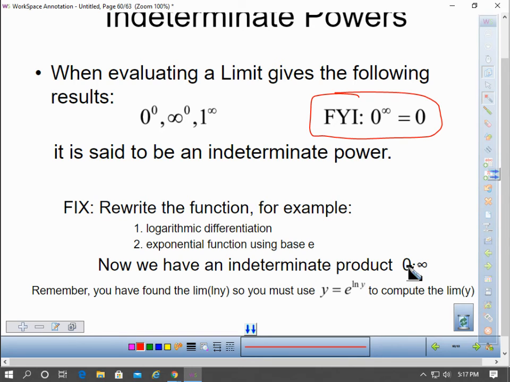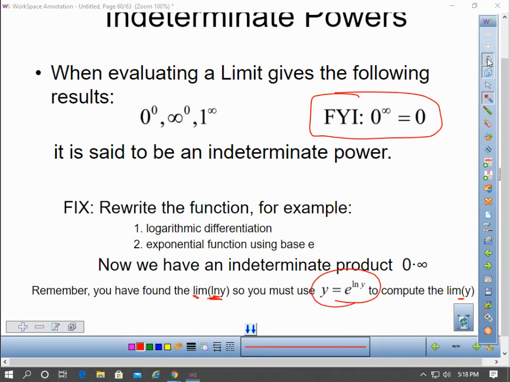Now, the tricky part about these is you found the natural log of something, and we're doing limits. You found the ln. So in order to actually compute the answer, you have to figure out the y value of the problem, because you're actually trying to find the limit of y, not the limit of the ln of y. So you've got to actually calculate the limit of y. And that doesn't make sense until you actually look at problems.